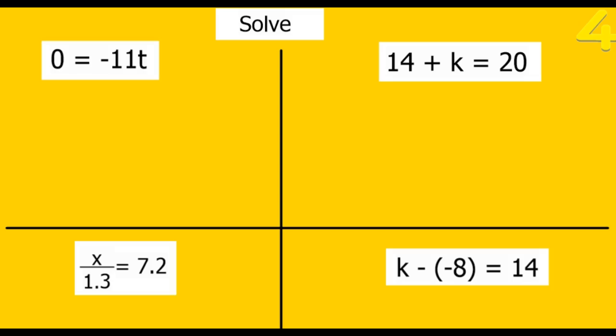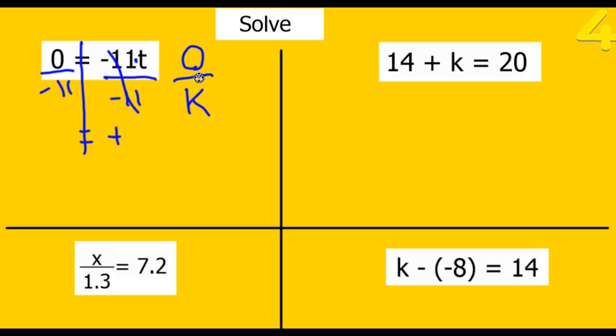Okay, let's check out our last page. We have 0 equals negative 11t. So what I have is negative 11 times t. So I can divide by 11, or negative 11. That gives me t all alone. 0 divided by negative 11, if I have a 0 on top, it is okay to do. So 0 divided by negative 11 gives us 0. It can't be negative 0 because there's no such thing.